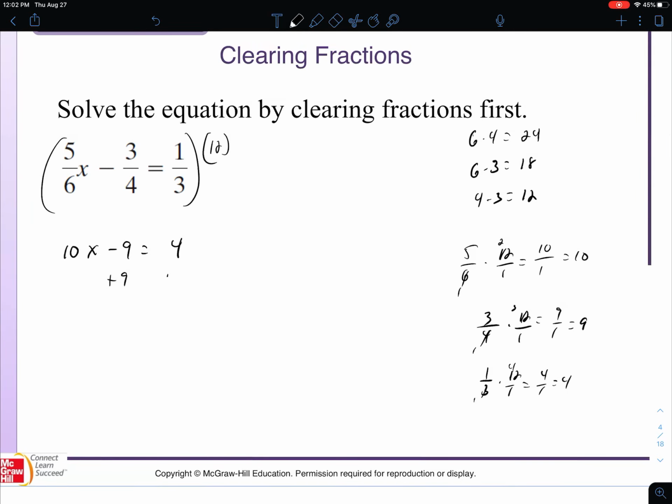So now I'm going to add the 9, right? Because it just becomes a nice linear equation with no fractions. So 10x is equal to 13. And if I divide both sides by 10, I get x is equal to 13 over 10. And so that's how you do the first one.